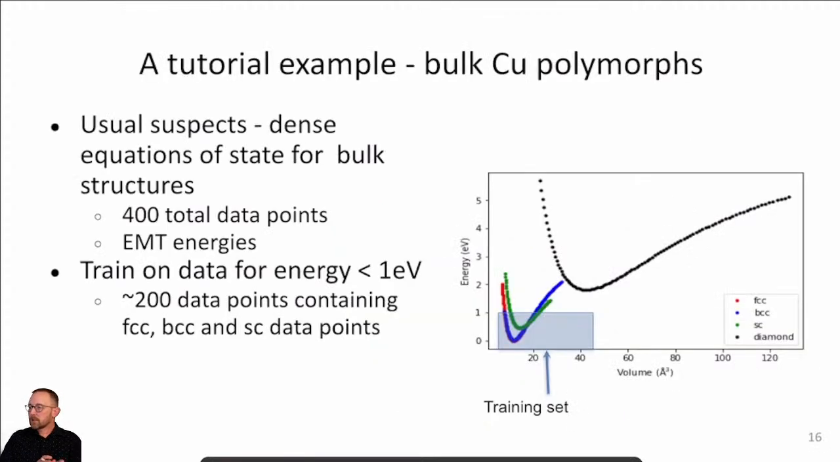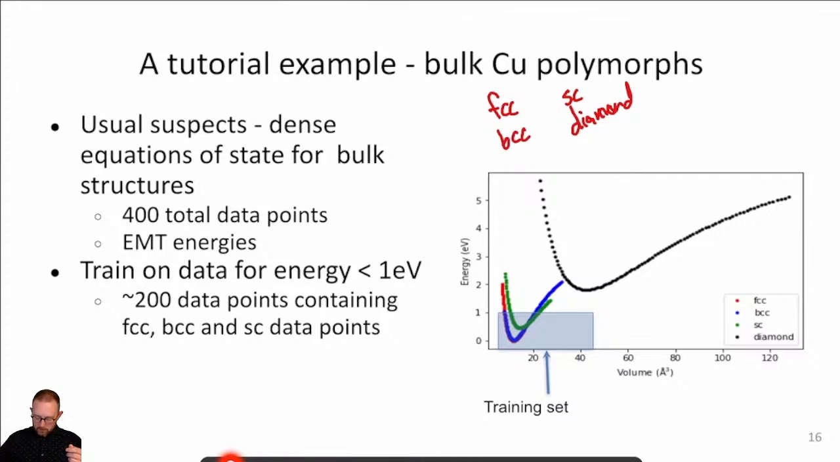Okay, so let's take a brief tutorial example just to give you some clear points on how this works. This example is looking at bulk copper polymorphs. So we're going to see the FCC structure, BCC structure, simple cubic structure, and a diamond structure. And these are all bulk structures, and this data in the graph shows you the equations of state, how the energy of them changes as a function of the volume.